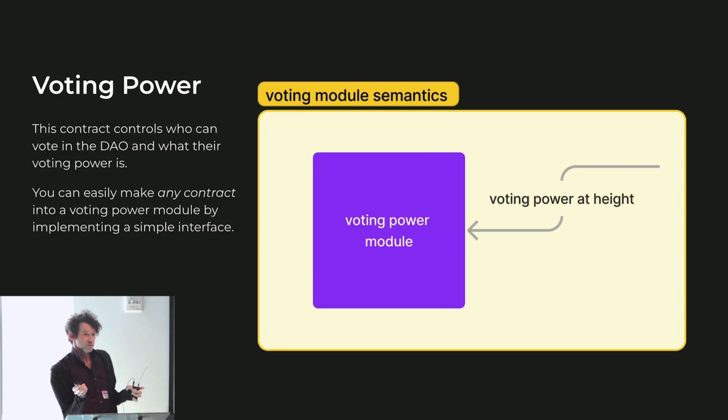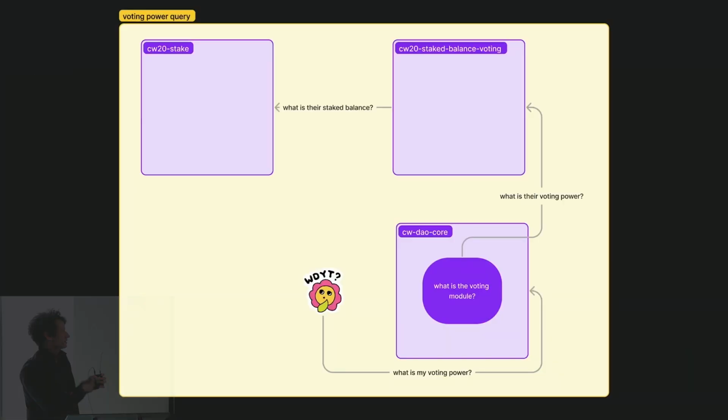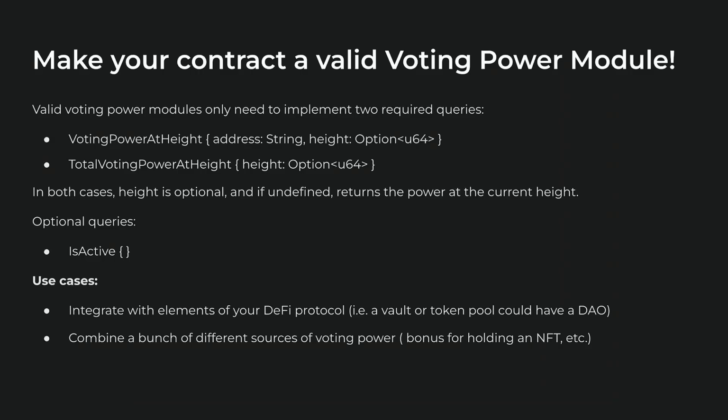So let's talk about voting power. This is probably one of the most useful ones for the people in this room. This contract, again, controls who can vote in the DAO and what their voting power is. You can actually quite easily make any contract into a voting power module by implementing a simple interface. We'll go back to that. So, how you make your contract a voting power module.